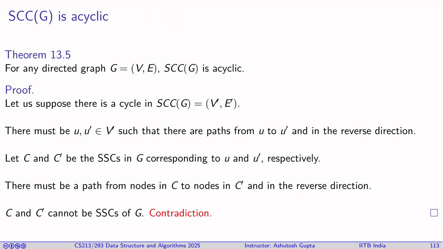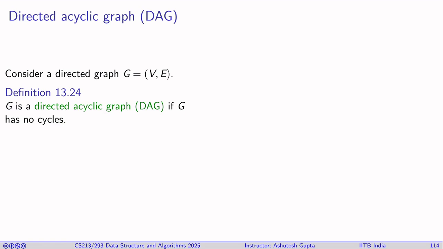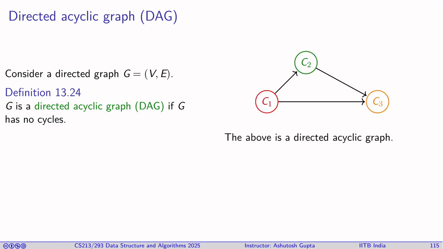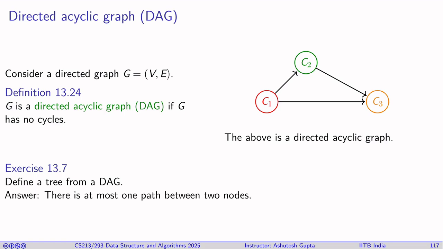Now this suggests that a directed graph which does not have a cycle is of important significance. So there is an explicit definition for such graphs, which are called DAGs, directed acyclic graphs. A directed graph G is a DAG if G has no cycles. Here's an example. The above graph is an acyclic graph. You can also define a tree from a DAG. The answer is simple. If there is at most one path between any two nodes, then this is a tree, otherwise it's a DAG.